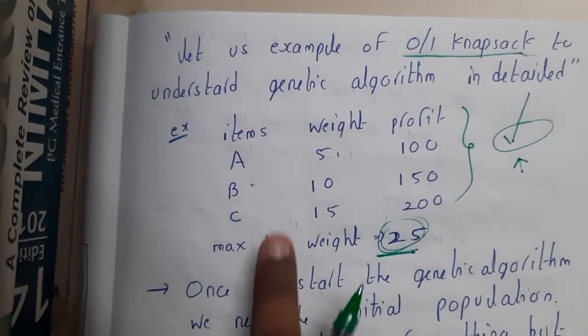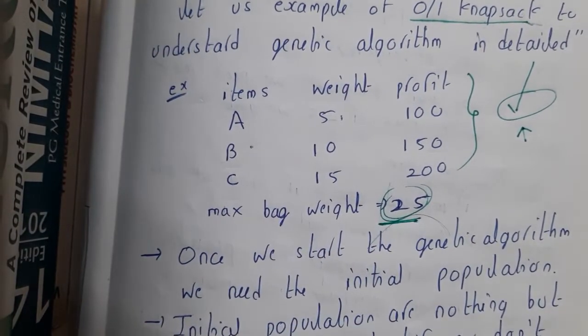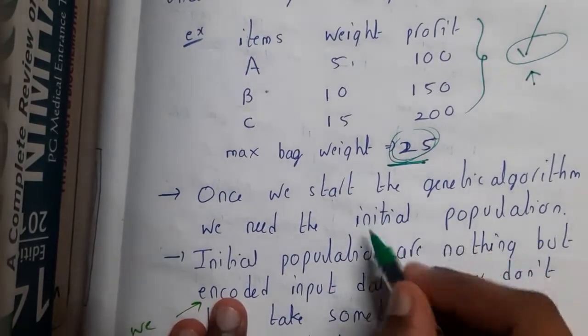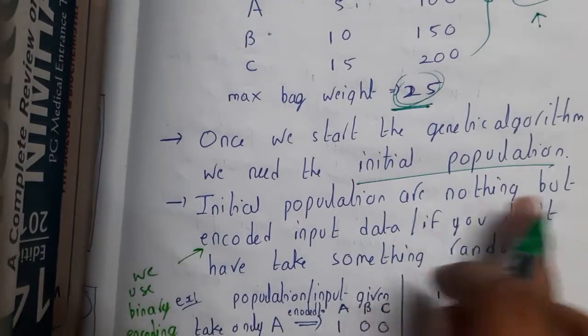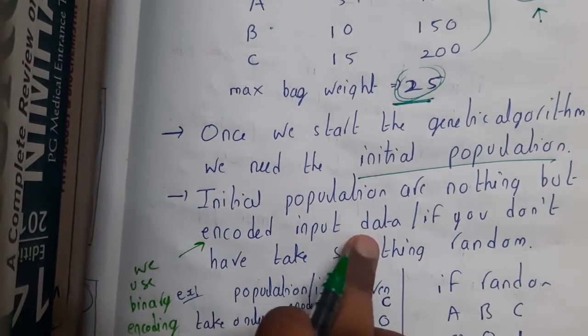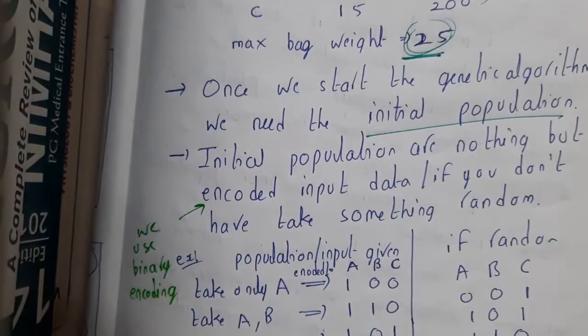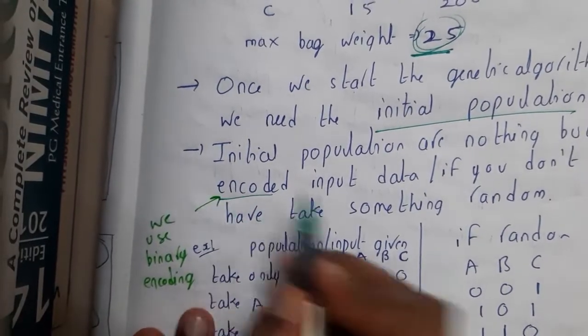So the first step is, you need some population, right? Once we start the genetic algorithm, we need an initial population. Initial population is nothing but encoded input data. If you don't have it, take something random, simple. So basically your question will be, what is this encoded?